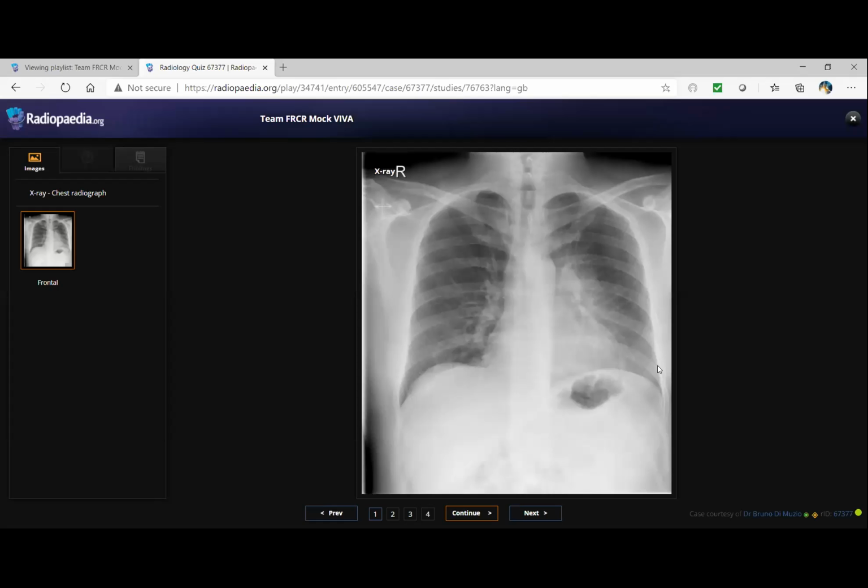Okay, then it can be caused by any mucus plug or any endobronchial or outside obstruction, causing collapse of the lung.